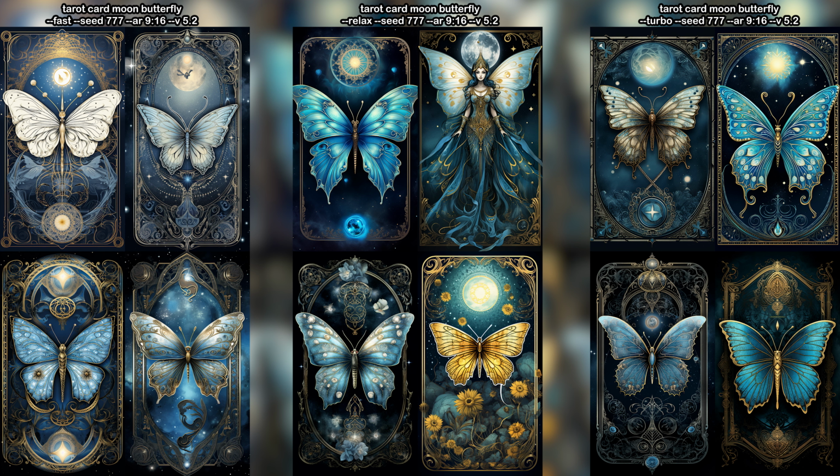This one is the tarot card moon butterfly with exactly the same seed number. So you get basically the same concept, but I think the overall differences in results are basically comparable to if you just used a different seed number for each of the generations. For some reason I like the relaxed mode version the most out of these.